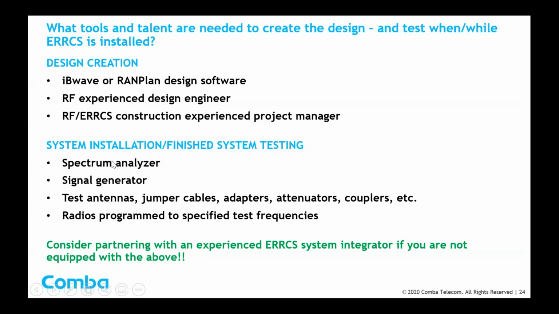From an equipment perspective, you're going to have a spectrum analyzer. You're going to have a signal generator. You're going to have some miscellaneous stuff: test antennas, jumper cables, adapters, attenuators, couplers. In other words, a toolkit that the technical people on site in the field can use. And for the test, you're going to have radios that are programmed to the specific test frequencies that the HJ will want you to use when you're doing your pre-test before the HJ comes in to do their final test, or ATP, acceptance testing plan, so that they can then sign off on the building.